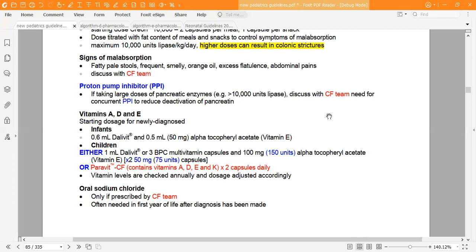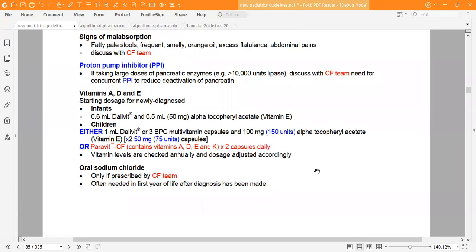So anyway, don't worry about the doses in here. In your practice, in your workplace, you will check the BNF all the time. You are not asked to memorize all these doses, so you will check your BNF on the go. Vitamin levels are checked annually, and dosage adjusted accordingly. As we have mentioned before, in the annual blood check, we ask for vitamins A, D, and E.